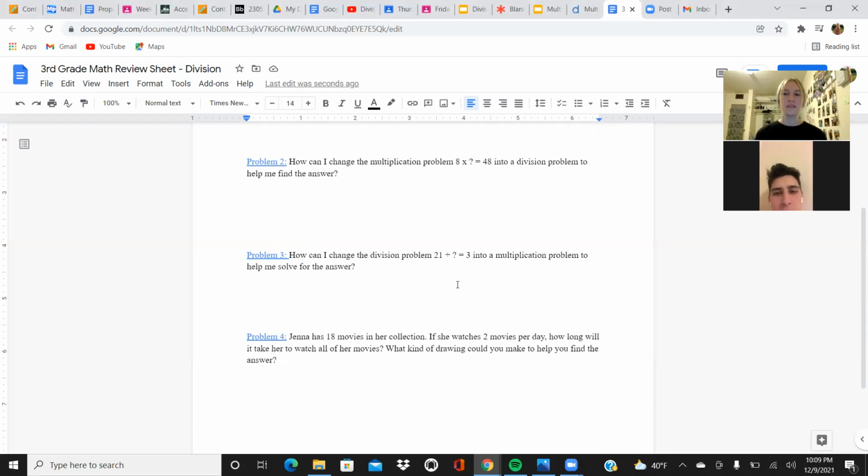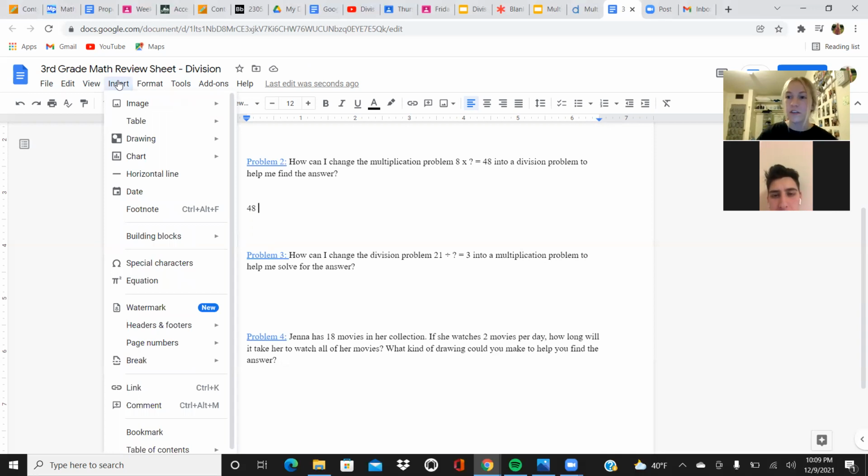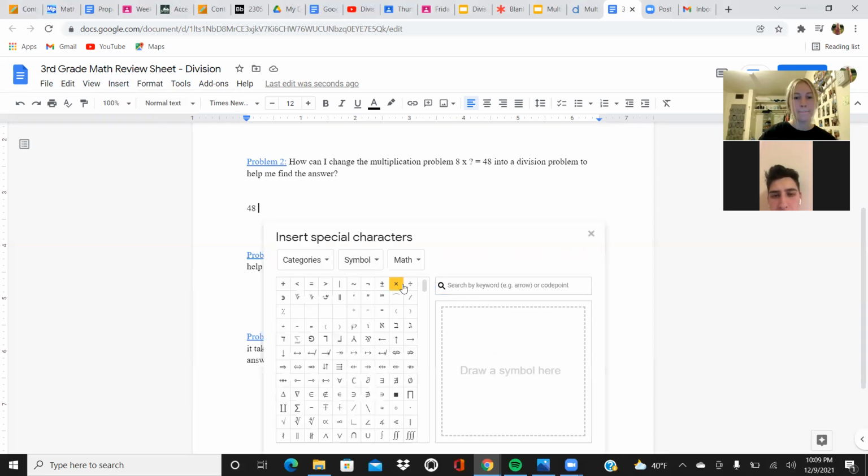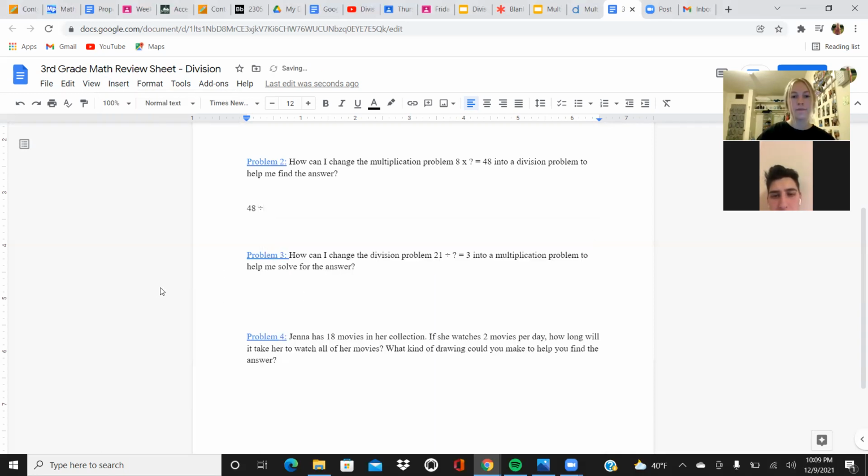What might we start with? The 48. Yeah, because 48 is our total. That's how many we have in the end. Do you know the term for what the number 48 is in the division problem? No. That's okay. We did review this week. We talked about the dividend, the divisor, and the quotient. So in the beginning, 48 is the dividend.